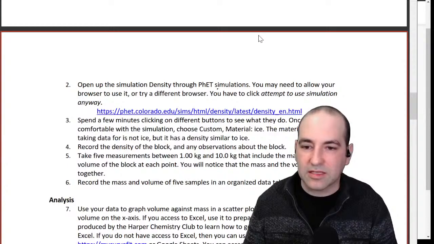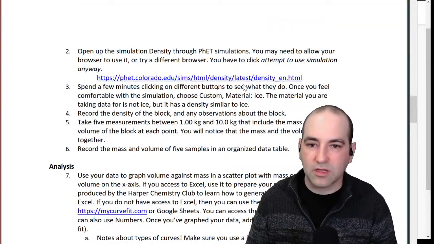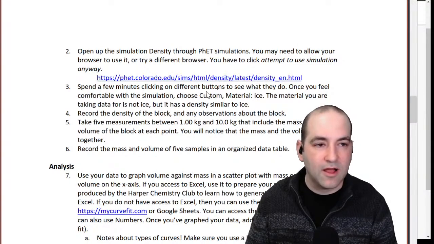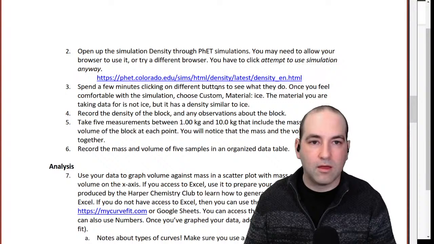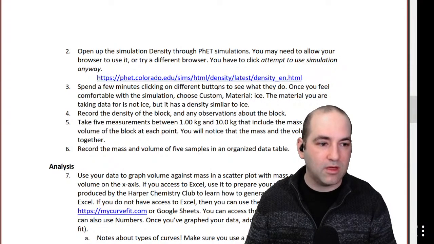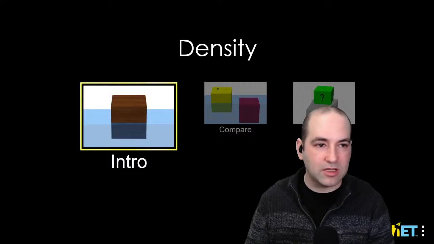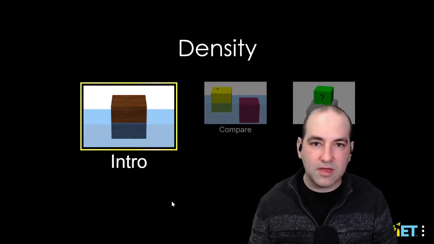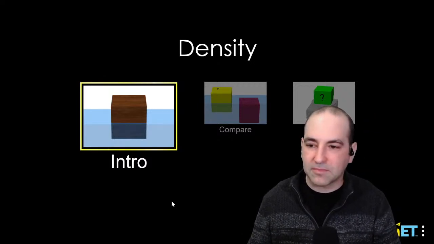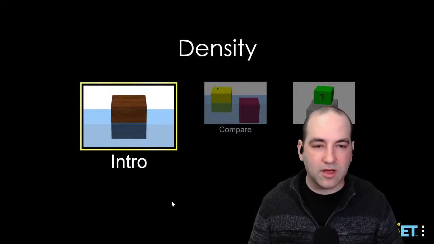So in this case, we're going to look at some density. Now I'm going to show you this particular simulation. The simulation that's linked here allows you to measure density by water displacement. And what I found when I was trying it out is that it didn't work on all of my browsers. So if you're having trouble getting it to work, it should look like this. If it looks like this, it's working. But for me, it didn't work on one of them, Firefox or Chrome or something. And it did work on another one. Right now it's in Microsoft Edge.